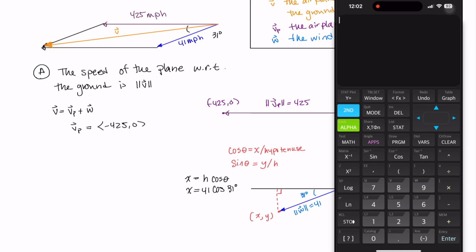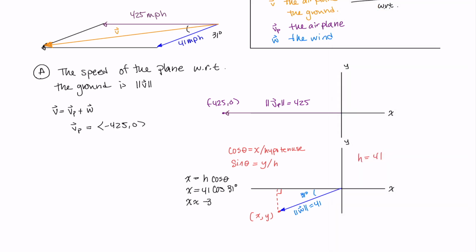So then I'm just going to type in 41 times cosine of 31, and there it is. So I know x is equal to approximately negative 30. Oh, look at this. Hold on. I got a positive angle. So I'm going to stop right here because I realize I should do one last thing first. This is technically not the angle we want. We want this angle.